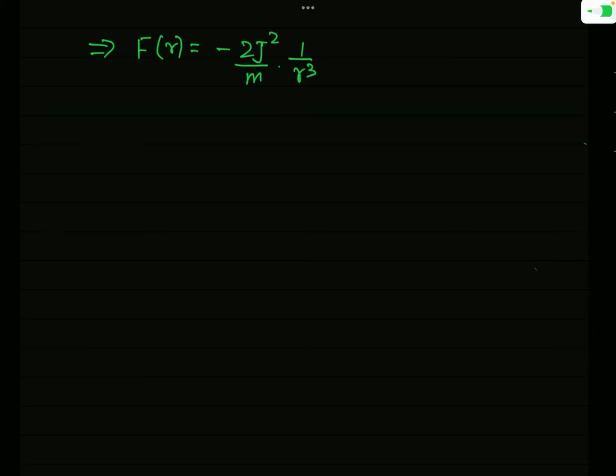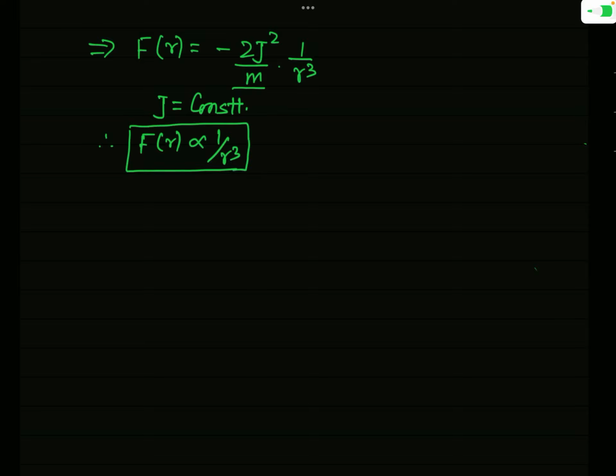Now you know that during the motion in a central force field, this j remains constant. Angular momentum of the particle remains constant when the particle moves under a central force field. So from this you can say that this 2j square over m is a constant factor, and therefore this f of r is inversely proportional to r cube. Okay, and this is the result which was to be proved in this problem.